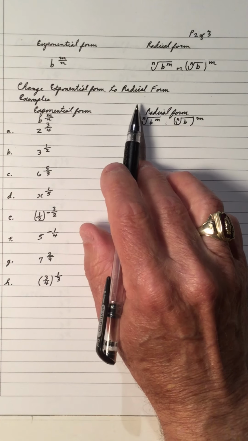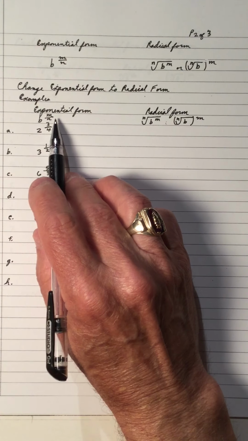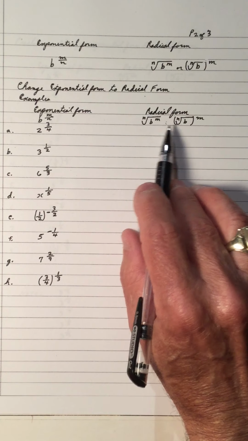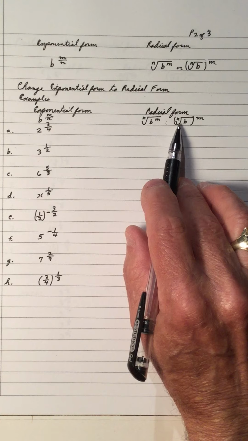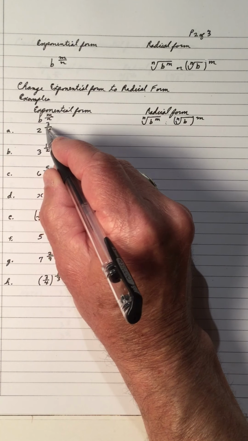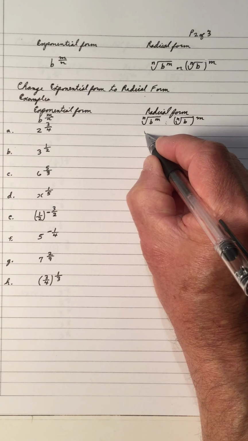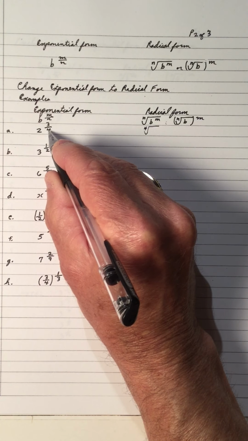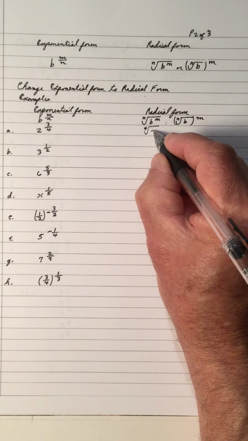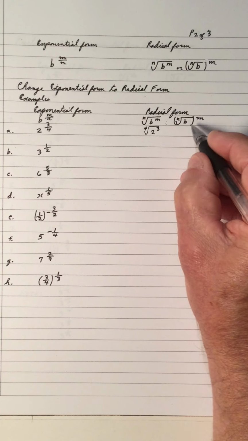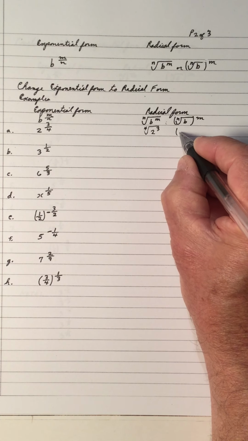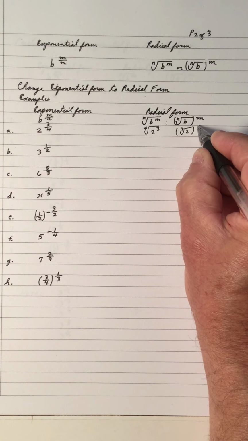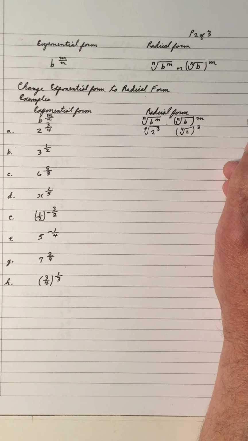Change exponential form to radical form. This is the exponential form of b to the m over n. We want to change each one of these. So 2 to the 3/4: the 4 is on the bottom, that's your index or your root, and that's the 4th root of 2 cubed. Or we could go with the 4th root of 2, all cubed. Either one will do it.